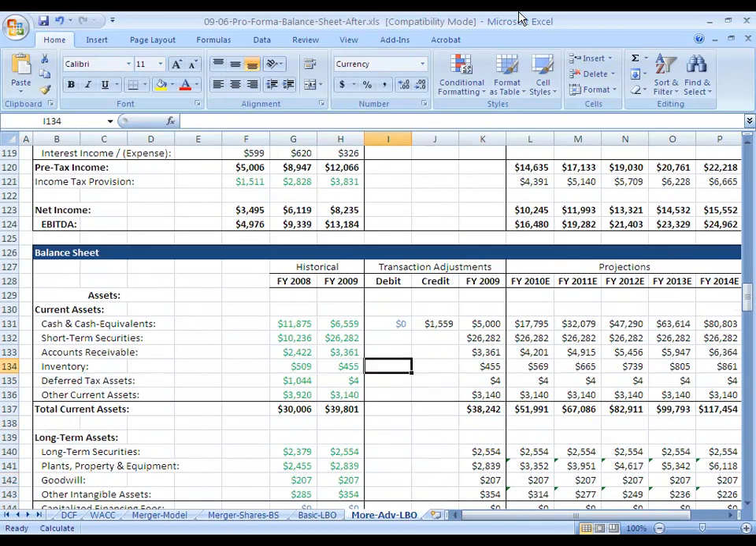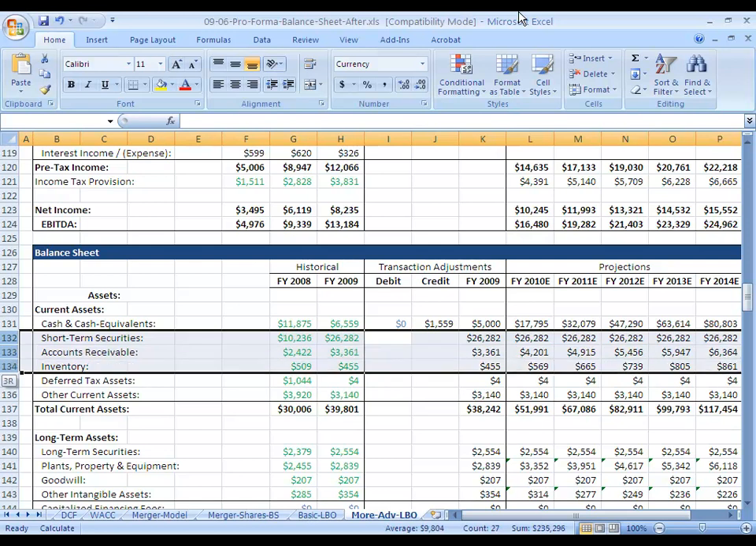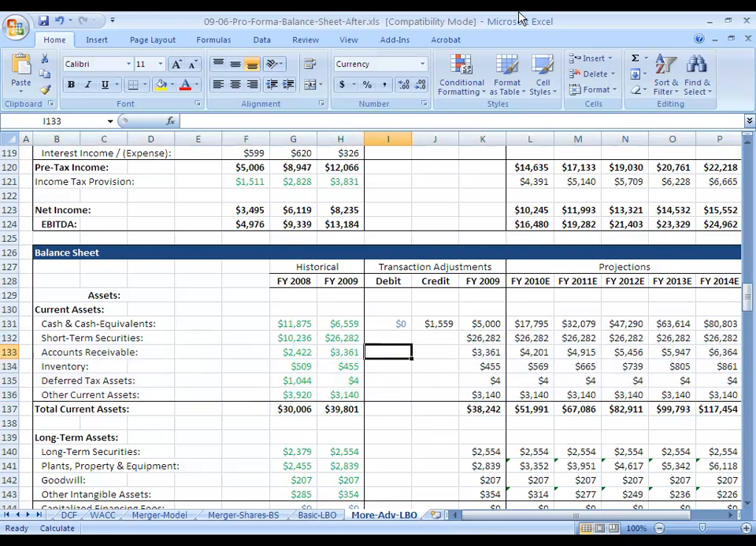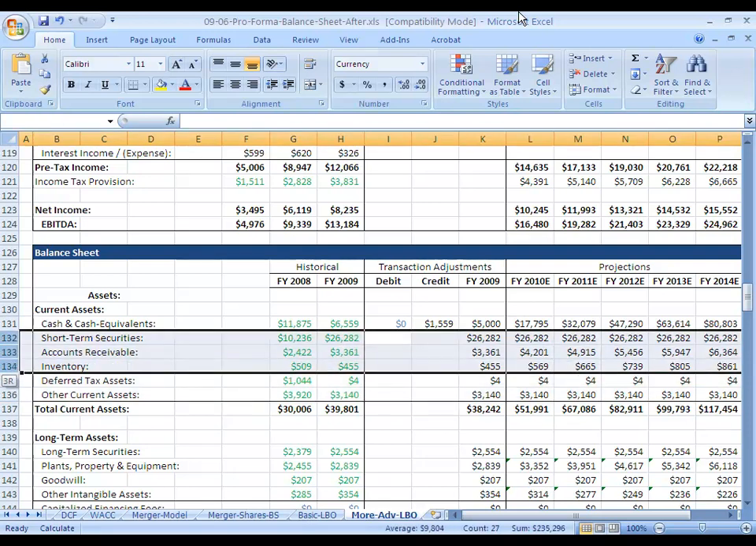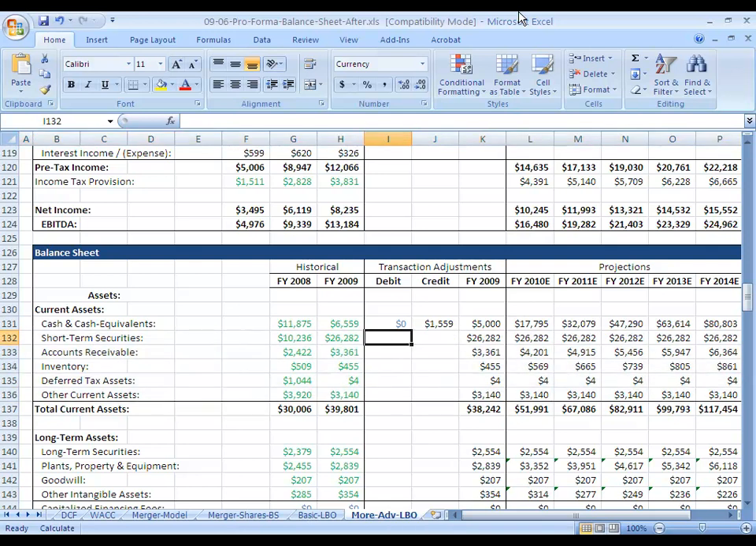Now for short-term securities, accounts receivable, inventory, deferred tax assets, and other current assets, I am not going to change anything here. We're going to keep these exactly the same. And that is generally what you see in LBO models. You hardly ever see any changes to these types of items. So I'm going to say 0 for all of these.